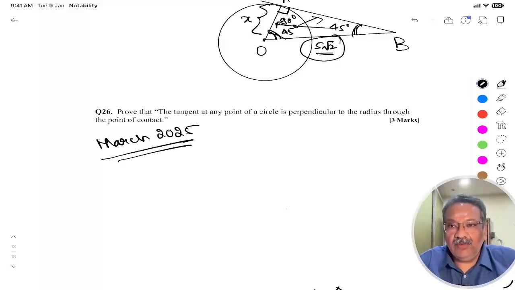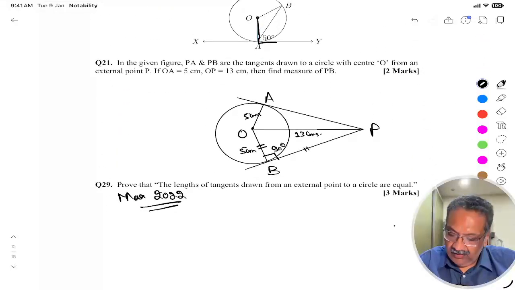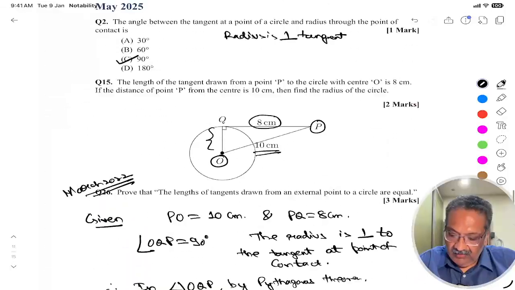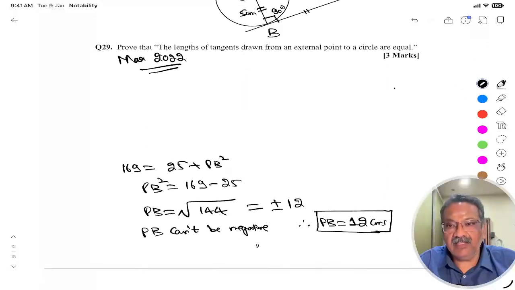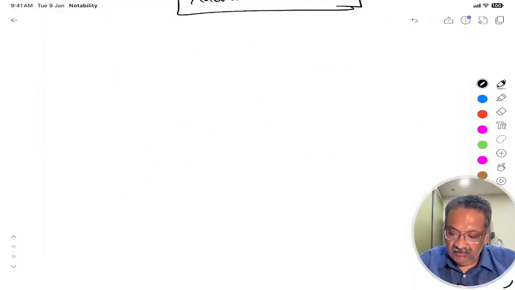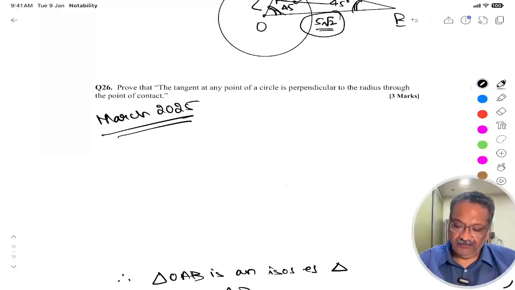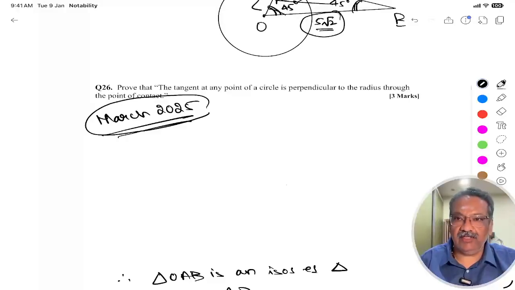So in March 2025 and March 2026 they have asked, but in June, May and July 25 they have asked theorem 2. So now they have asked theorem 1. Okay. So this is the same, repeated from March 2025. You can refer to the above solutions here. Okay. Thank you.